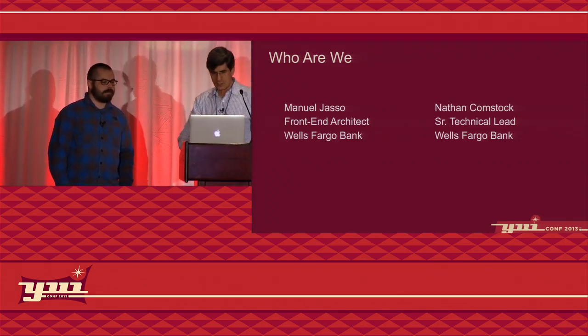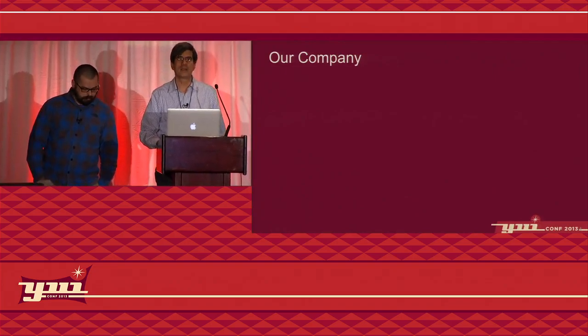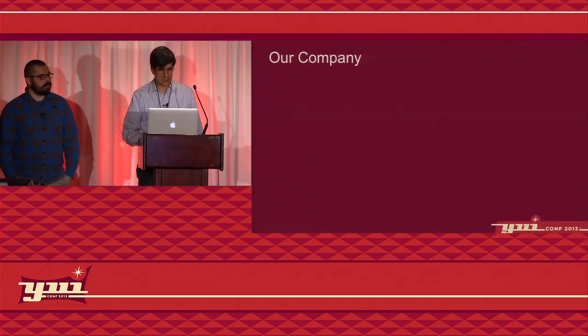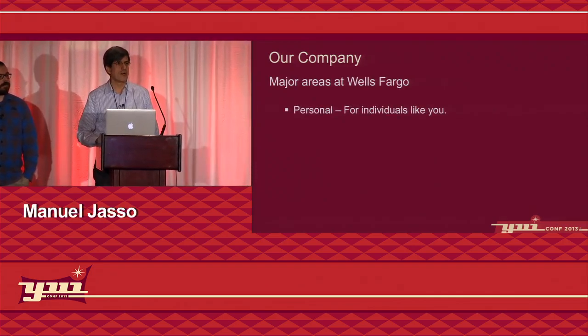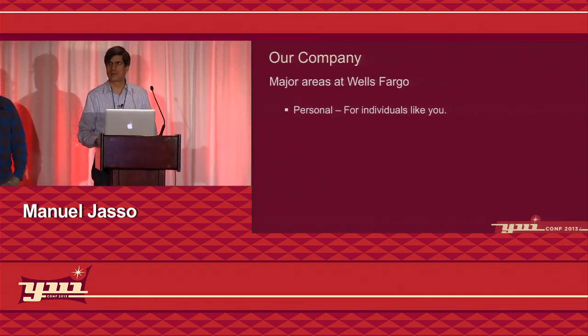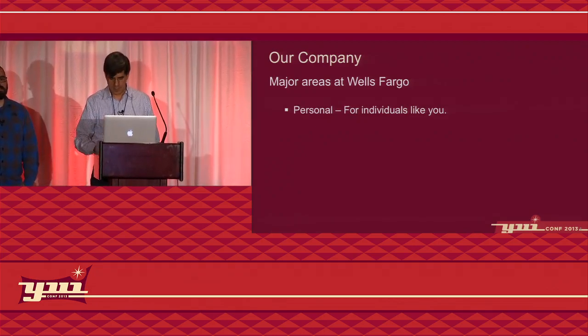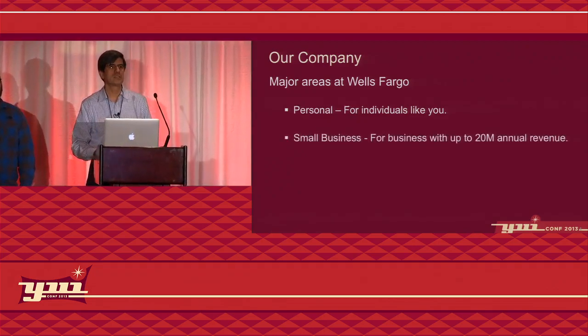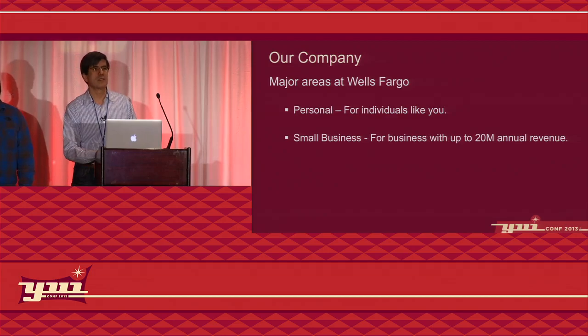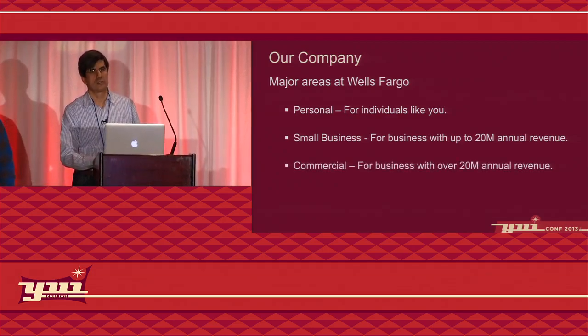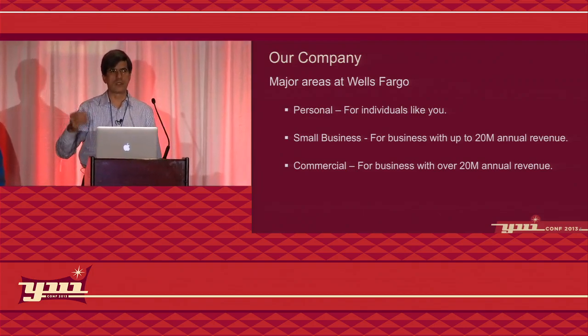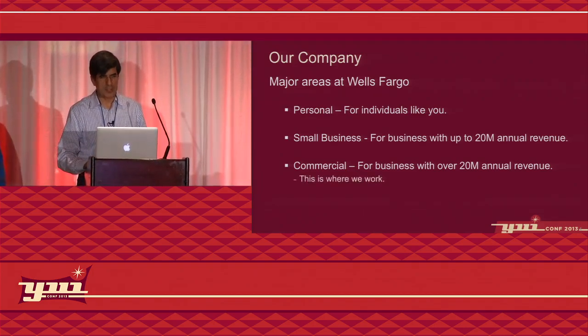Just to give you a little bit of context of our company, I think most of you know Wells Fargo. I'm probably a customer there. There are three major areas. Personal finance is for individuals like you and I, the part that I think most of you know, wellsfargo.com. Then we have small businesses, for companies up to $20 million in annual revenue. And then we have the big boys, the commercial side, for businesses well over $20 million in revenue. And that's where Nathan and I do our work.